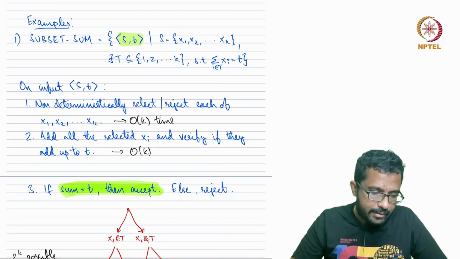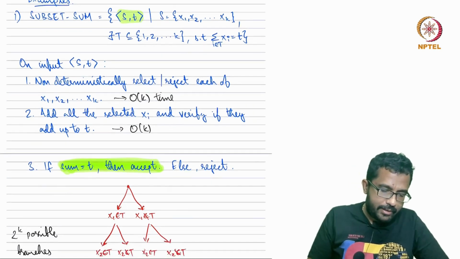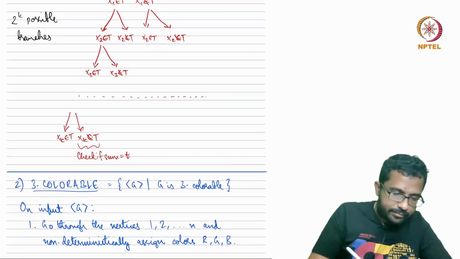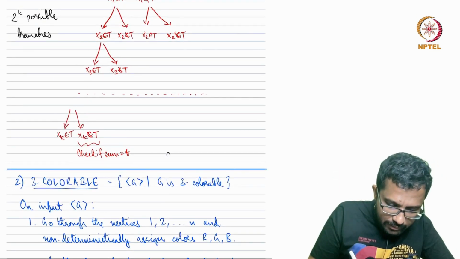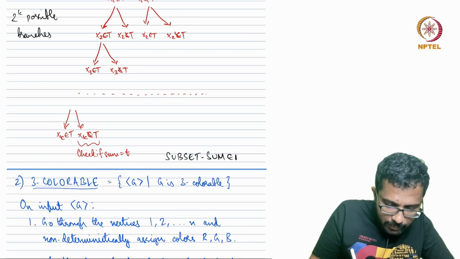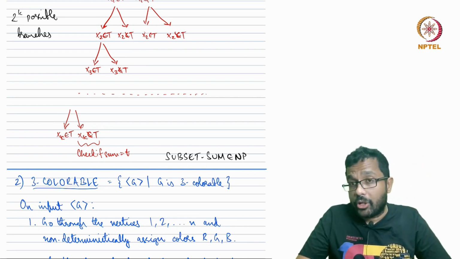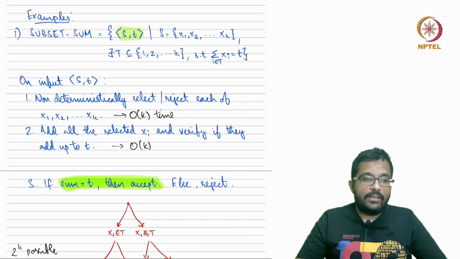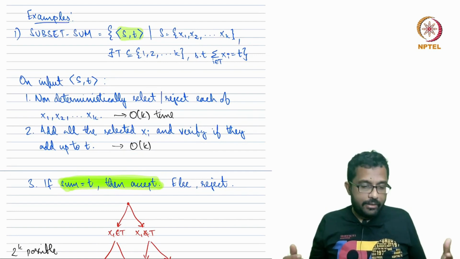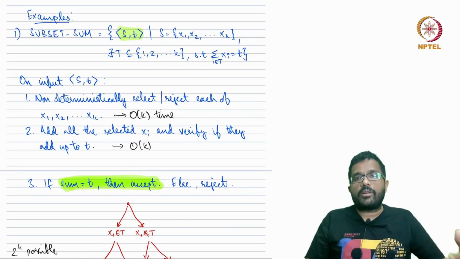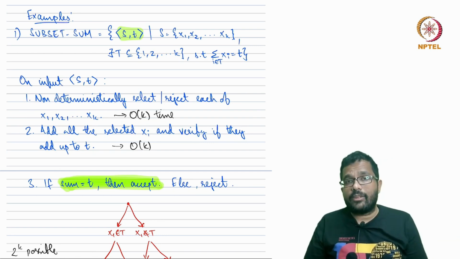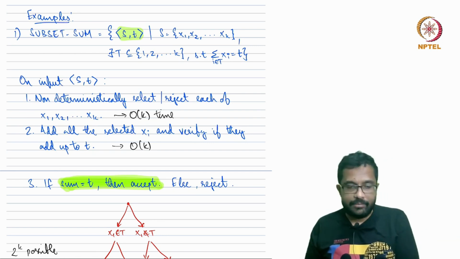And also this running time is order k, which is polynomial in the description of the input, hence subset sum is in NP. It takes polynomial time by a non-deterministic Turing machine. However, I cannot say that subset sum is in P, because the deterministic algorithm that I described took 2 power k time, which is not polynomial in the description of the input, right? So there was a deterministic algorithm, but it took more than polynomial time.